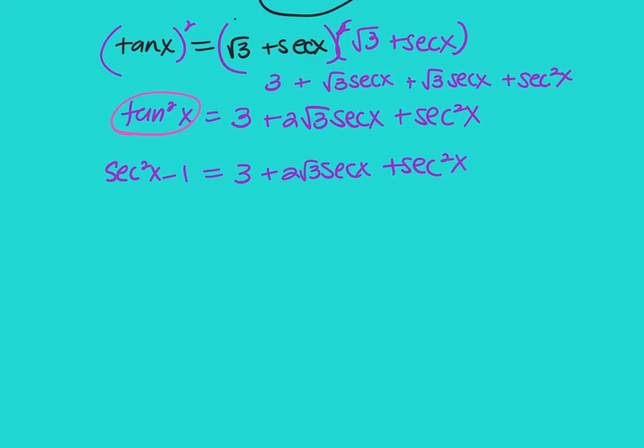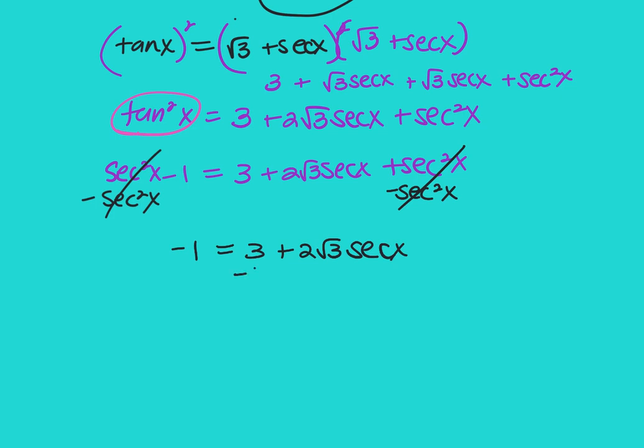Then I want to group them. So subtract the secant squareds from both sides. And I get negative 1 equals 3 plus 2 root 3 secant x. Subtract the 3.